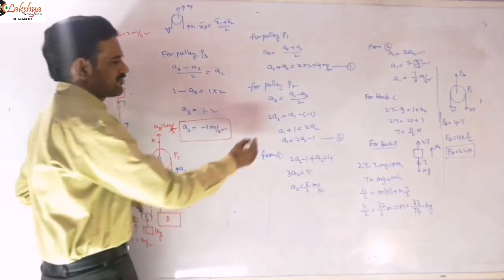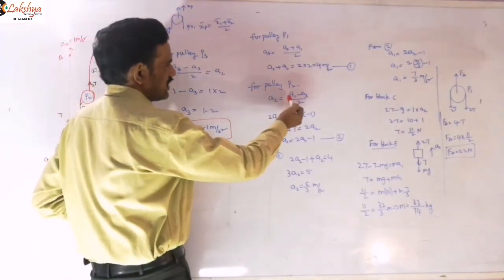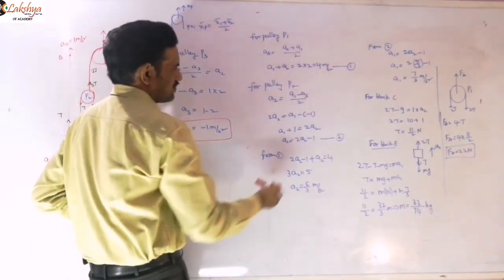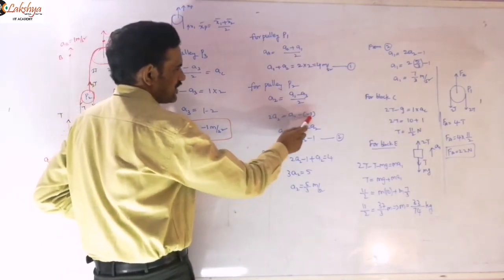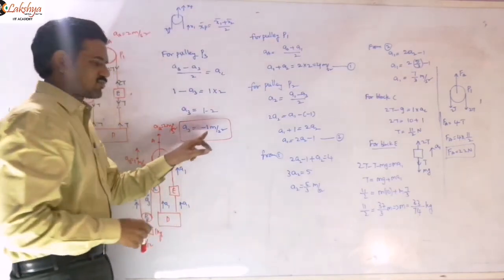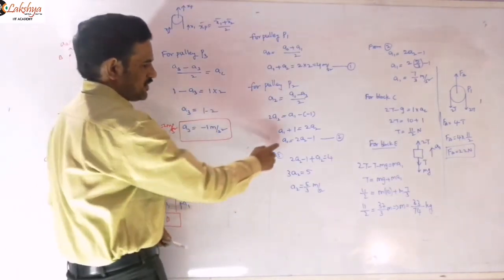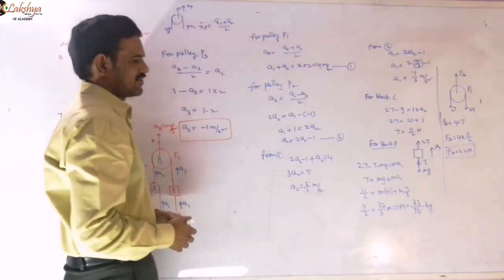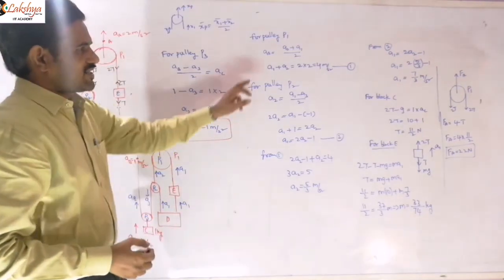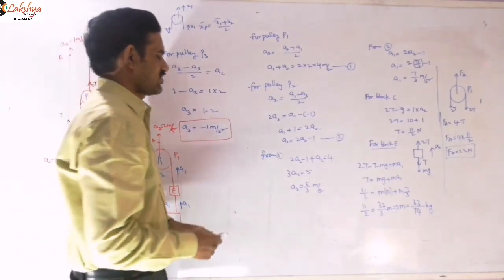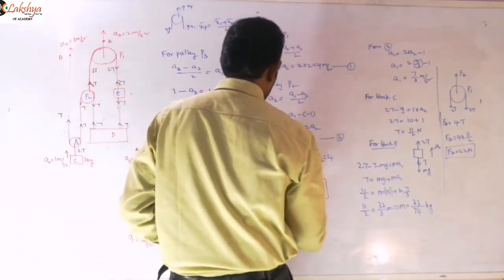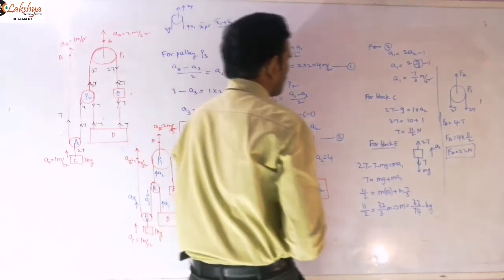So let us write the equation according to that. A2 is equal to (A1 minus A3) by 2. And so from this, 2A2 is equal to A1 minus A3. Now the A3 value, I am substituting here as minus 1. So that you will get the relation between A1 and A2. And then you can combine these two equations so that you can find the acceleration A2 here. That means the acceleration of this pulley P2 you can find.